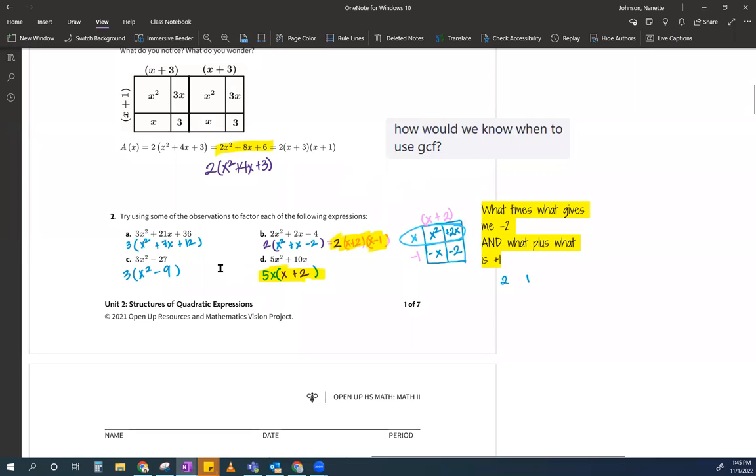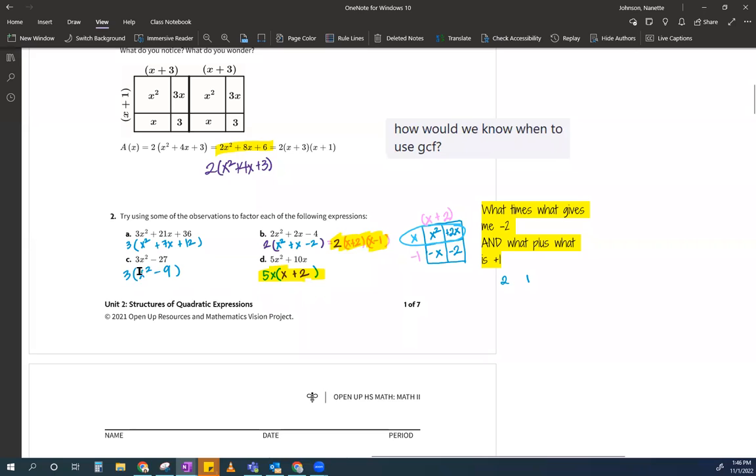Why, Miss Johnson? Because I don't like all these big numbers. These big numbers actually are harder to deal with than this. Like look at this one. Would you rather deal with 36 or 12? And you guys are like 12, right? Would you rather deal with 27 or 9? And you're like, Miss Johnson, 27 is not that hard. But which one would you rather deal with? And the answer is 9, right?